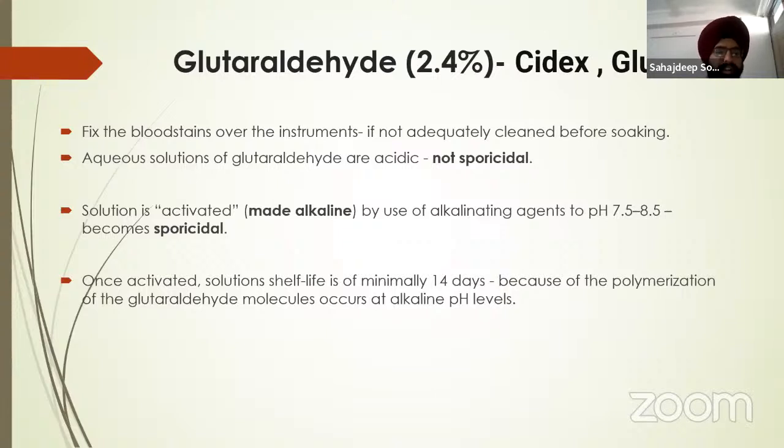The disadvantage first is that it fixes the blood stains over the instruments if the instrument is not pre-cleaned before soaking in the chemical agent. Aqueous solution of glutaraldehyde which is available are acidic, that is not sporocidal. So the glutaraldehyde has to be activated or made alkaline by use of alkalining agents, most commonly being used is sodium bicarbonate, which brings the pH of the glutaraldehyde to 7.5 to 8.5. At this pH, it is sporocidal.